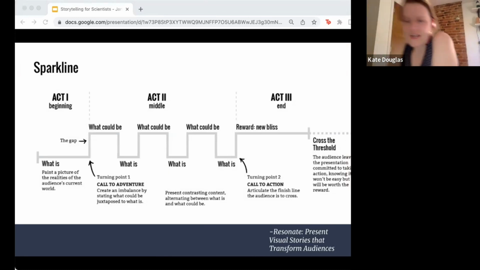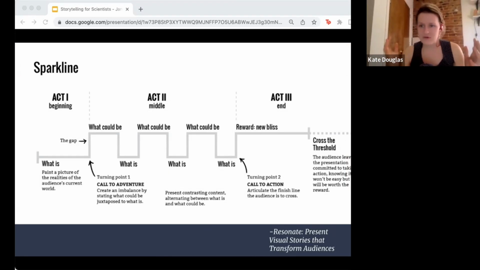So in her book, Resonate, Nancy Duarte uses a sparkline structure to analyze and build her presentations. And that structure creates these powerful stories by utilizing tension and release. She suggests switching the audience back and forth between a state of what is and what could be, sort of like thinking about it as alternating between challenge and solution, pain, pleasure, you know?